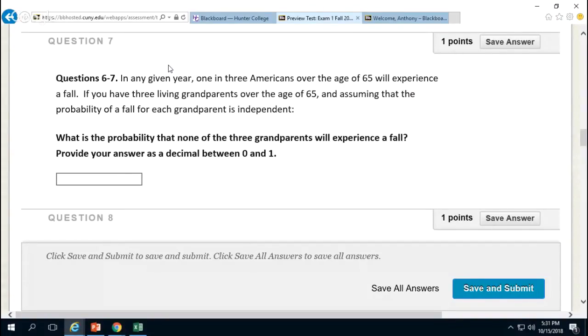Okay, questions 6 to 7. Here we are. Oh yeah, lots of people got this one wrong. That's because you said it was 3 grandparents. Who has 3 grandparents? But I guess one could die. One could die.